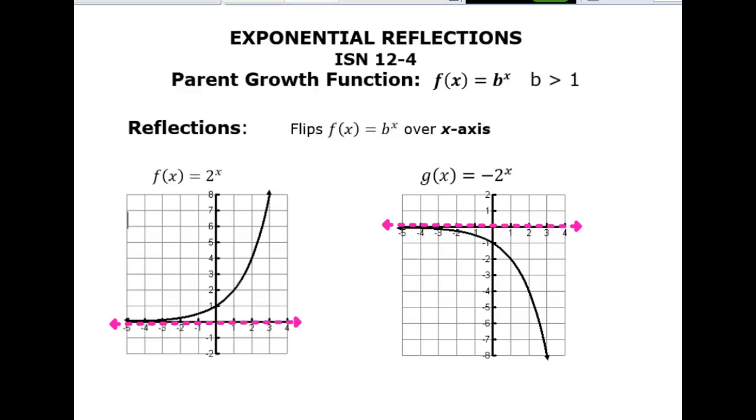As we have done over and over all year long, we take a parent graph and we learn how to move it left and right and up and down and reflect. What makes it reflect? What makes it reflect over the x-axis? A negative sign out in front is what makes it reflect over the x-axis.